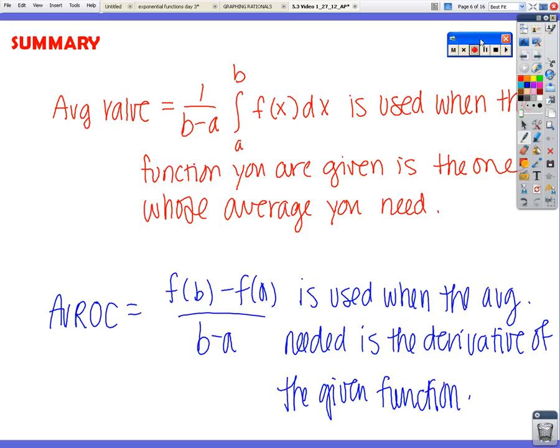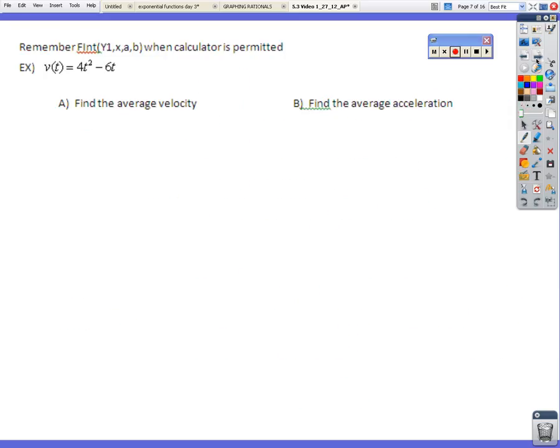So I'm going to do an example from your packet. On top I just reminded you to use your calculator. You can use it to check your answers. Usually for these I still want you to do them by hand, but we would be able to check our answers for average value by integrating using fnInt and then dividing by b minus a. So it says find the average velocity.